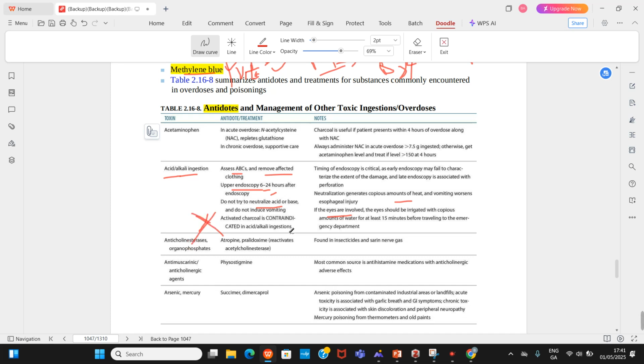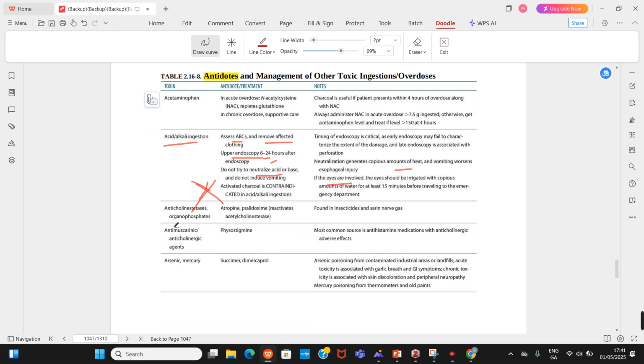Metals. Wrong. Activated charcoal. So, organophosphates, they are anticholinesterase. They inhibit the activity of acetylcholinesterase. So there's a lot of acetylcholine in circulation. Because if you inhibit acetylcholinesterase, you'll not be able to break down the acetylcholine. So a lot of acetylcholine is acting, and the person is going to have features of cholinergic crisis.